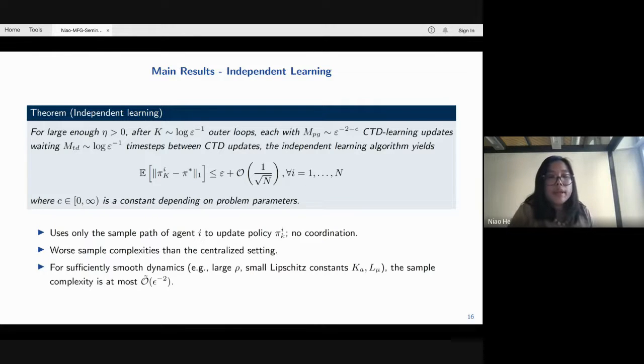What's interesting though is that one can show that if the underlying dynamics is sufficiently smooth, in the sense that, let's say, your regularization parameter rho is very large, and the Lipschitz constants in terms of your action, or L mu, which is the Lipschitz constant of your transition dynamics in terms of your population mu, is very small, meaning that the population has a smaller role in your transition dynamics P, then in these cases, one can show that in these seeds just equal to 0, you can actually achieve this 1/epsilon^2 sample complexity, which matches the centralized learning setting.